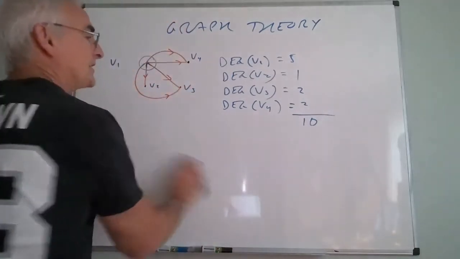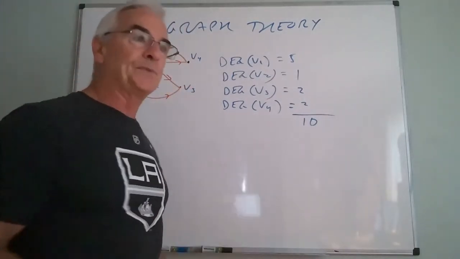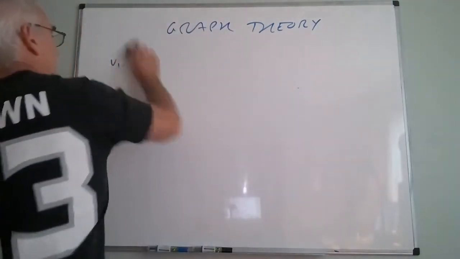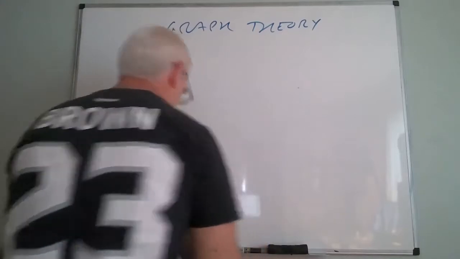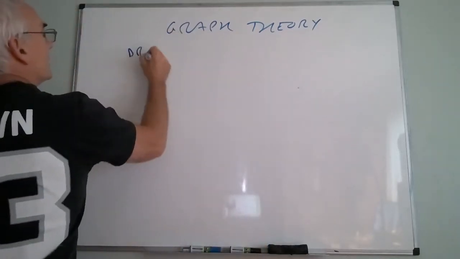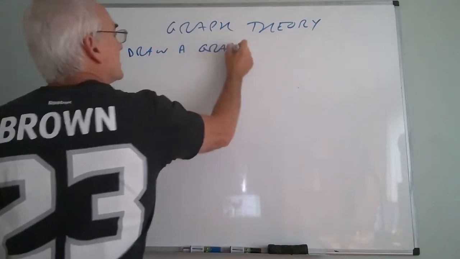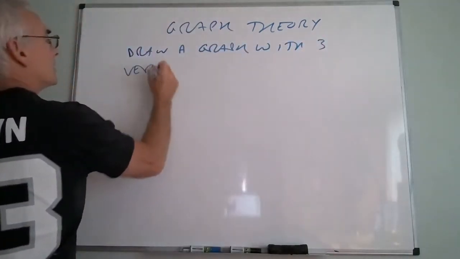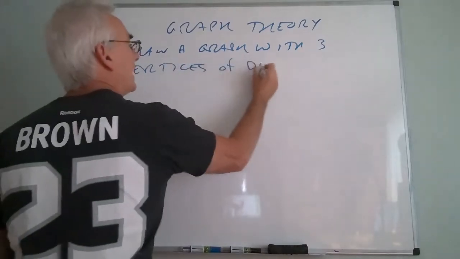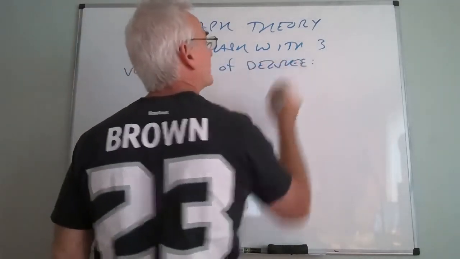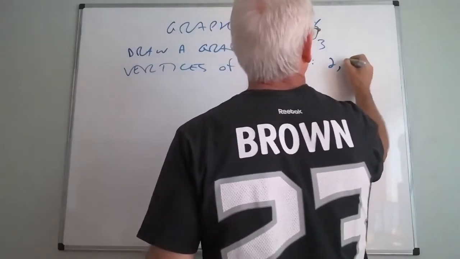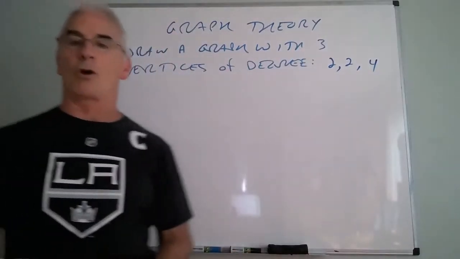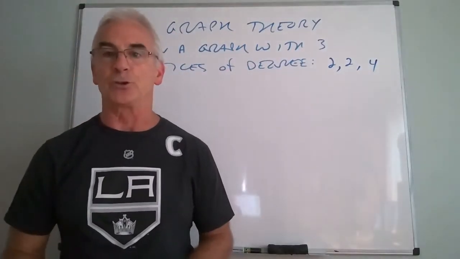So now we have vertices, we have graphs, we have loops, and counting the degree is easy. So here's what I'd like you to do. This is a simple exercise. I would like you to draw for me a graph. Let's keep it really simple with 3 vertices. And they will be of degree, how about 2, 2, and 4. I want you to draw a graph with 3 vertices of degree 2, 2, and 4.